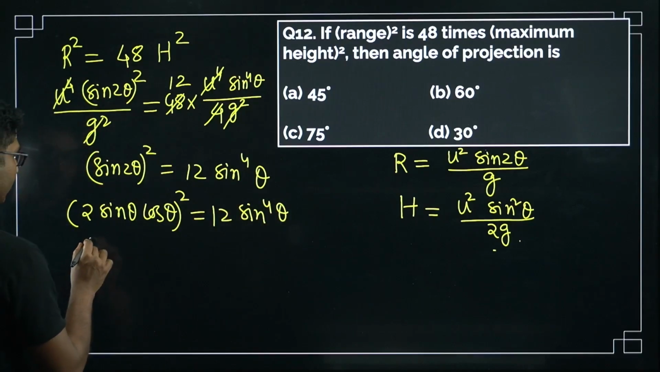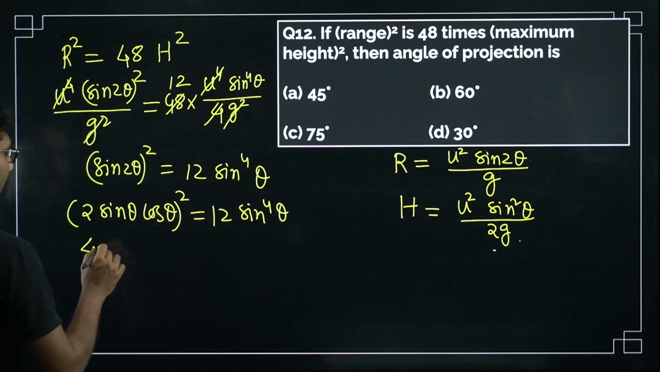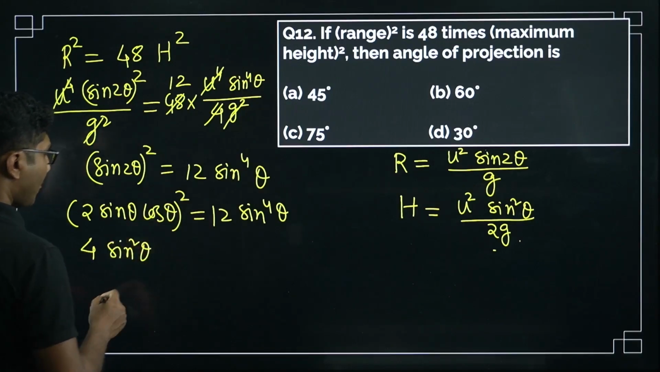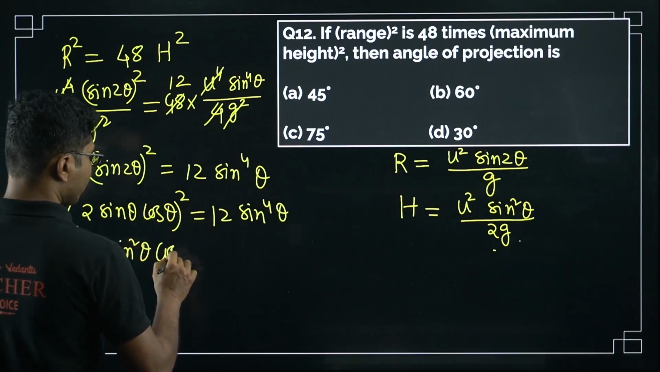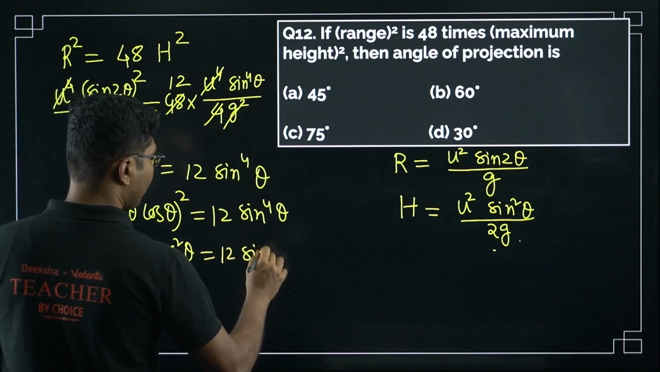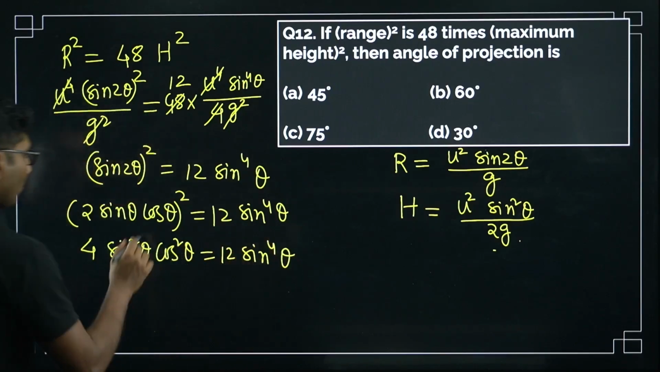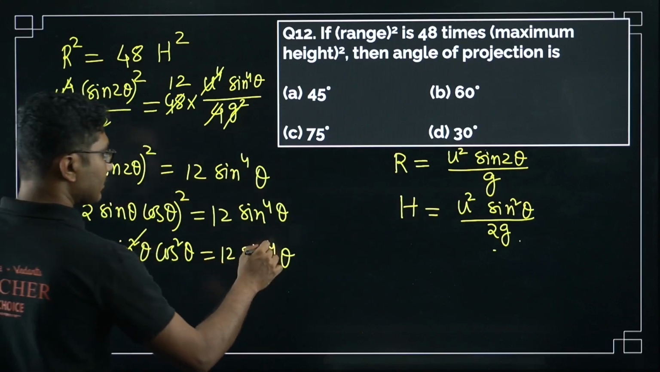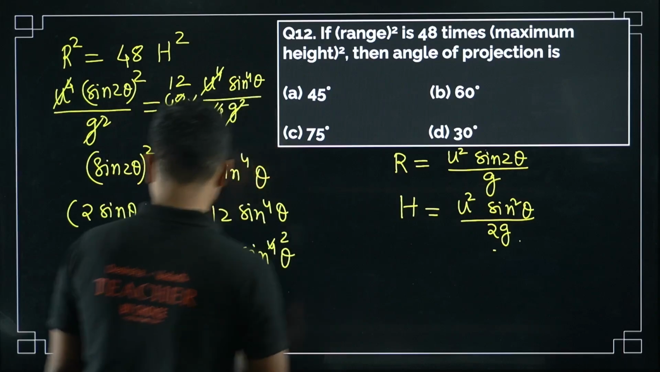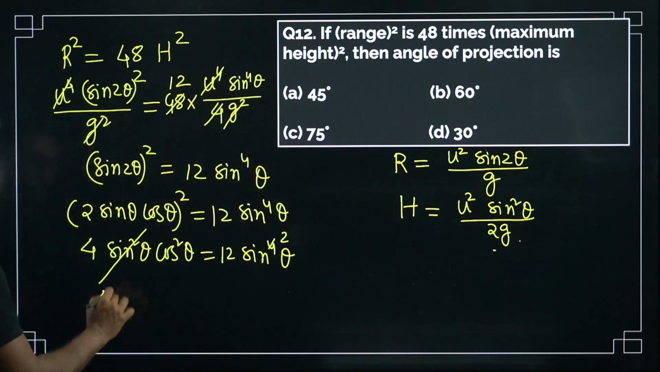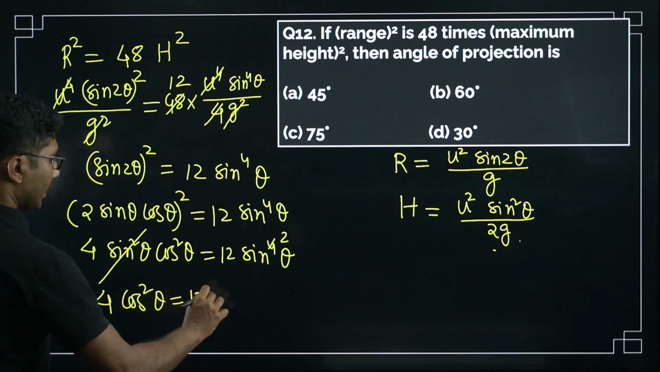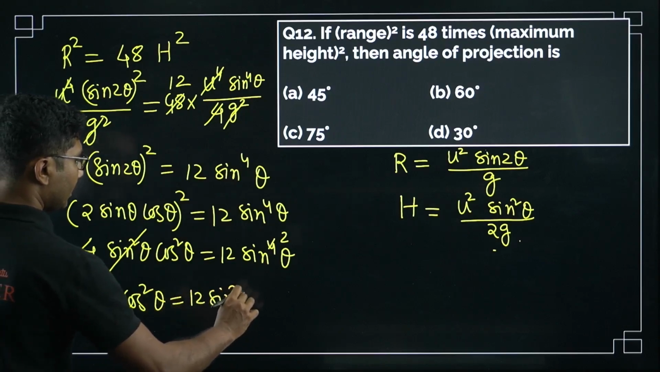So let's do the square on this side. 4 sine square theta cos square theta equals 12 sine to the power 4 theta. So one sine square theta is cancelled, so here we get sine square theta. So what is the equation? The equation is 4 cos square theta equals 12 sine square theta.